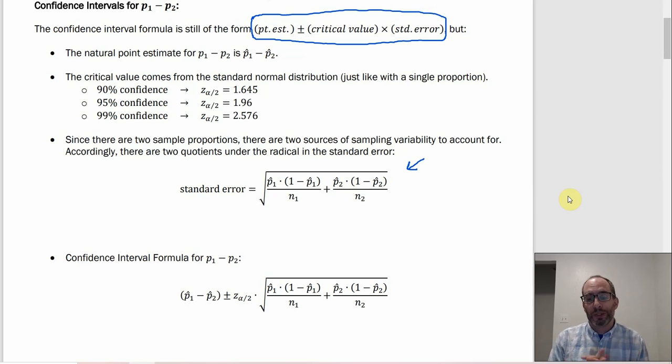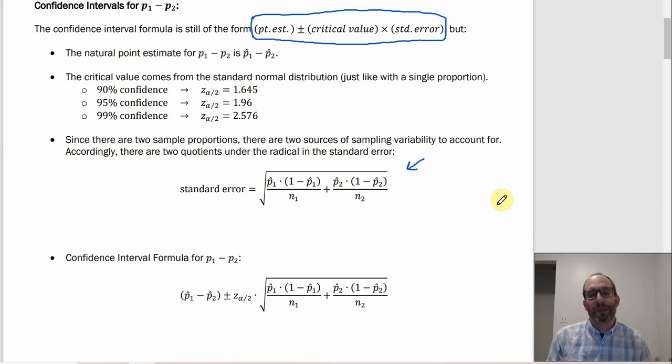Because there are two sources of sampling variability to account for, one from the first sample and one from the second sample. So if you look at those two quotients underneath the radical, they basically look like what you would have for a single proportion. Like each one does. So like the first one looks like if you were just trying to estimate P1, the second one looks like what you'd have if you were trying to estimate P2. But if you're trying to estimate both, or I guess really you're trying to estimate the difference between P1 and P2, both of those sources of variation are going to be in play. So under the radical, you get both of them.